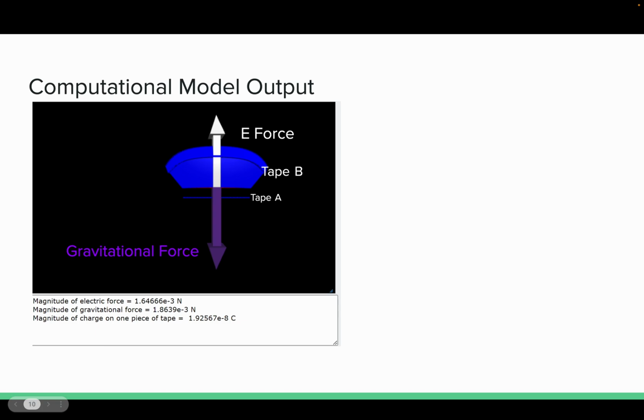Here's the output. We can see the magnitude of our electric force was here, the gravitational force, and then the magnitude of charge on one piece of tape. We see the E force pointing up. We see tape B here as well as tape A on the bottom, and the gravitational force acting downwards.